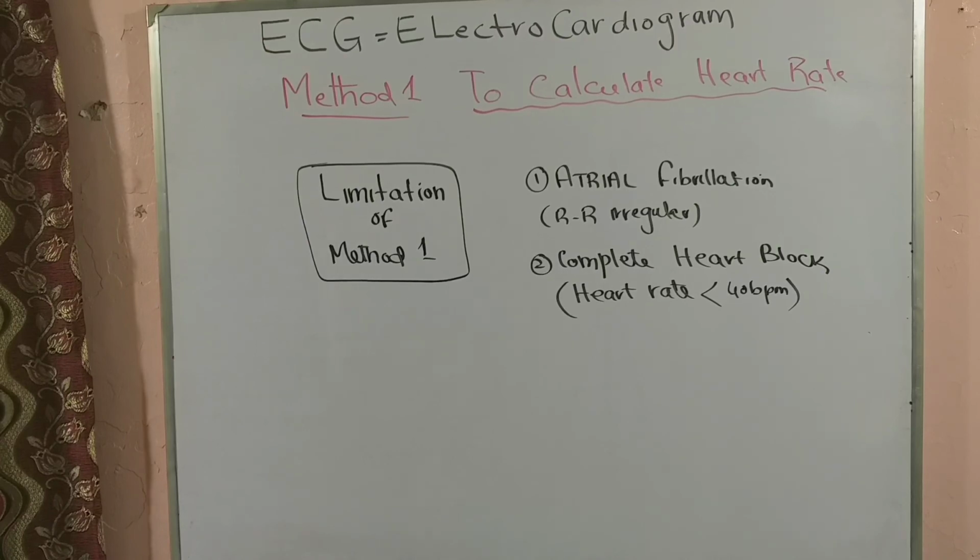But not everything is okay with method number 1. There are certain limitations of method number 1. For example, we assume that the R to R interval is regular. Every two R waves have a regularity amongst them. But in case of atrial fibrillation, the R to R interval is irregular. And in case of complete heart block, we also fail to use this method, because in those cases the heart rate is mostly around 20, 25, 35, and our formula goes no lower than 37. So these are the two main limitations of method number 1.